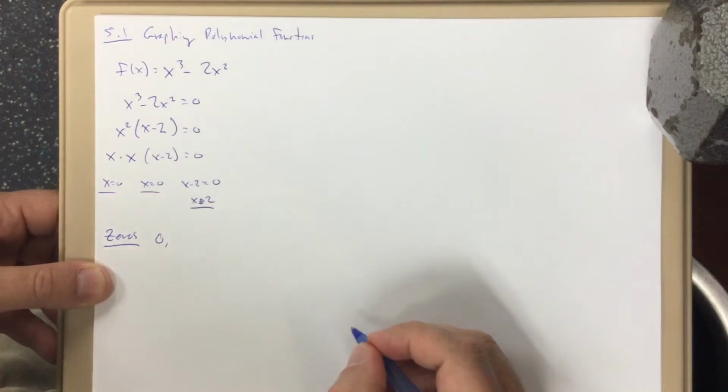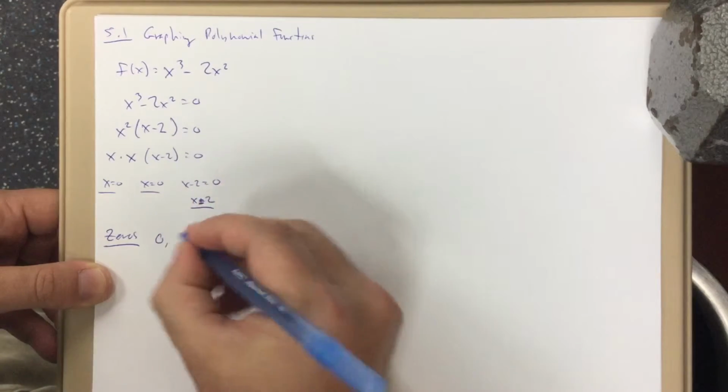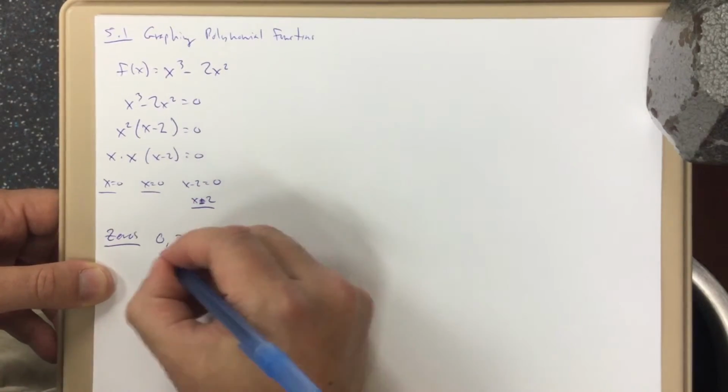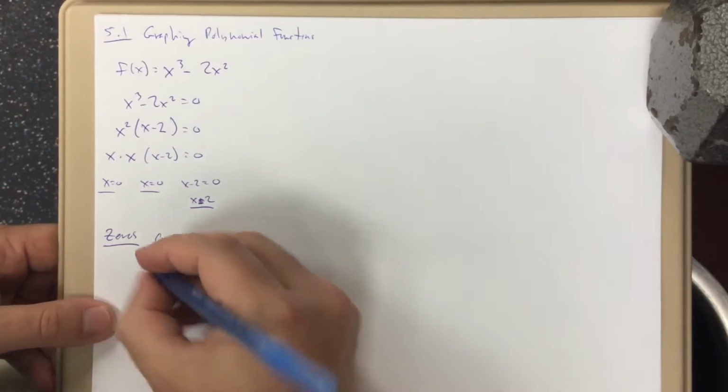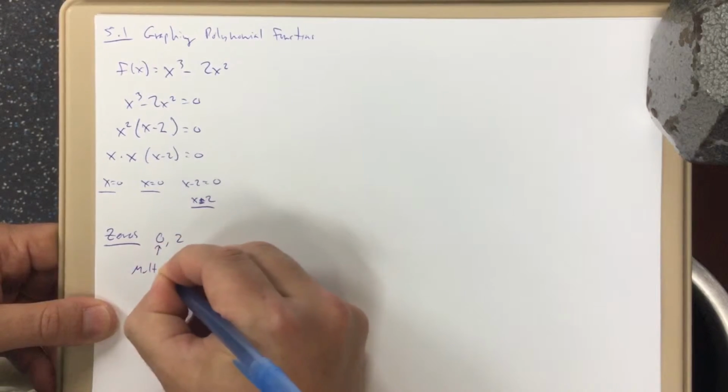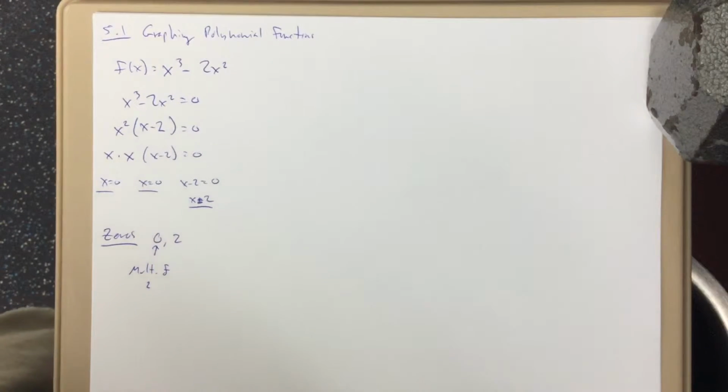So our zeros are 0 and x equals 2, sorry. And so our zeros are 0 and 2, and 0 has a multiplicity of 2. So now let's go ahead and graph this thing.